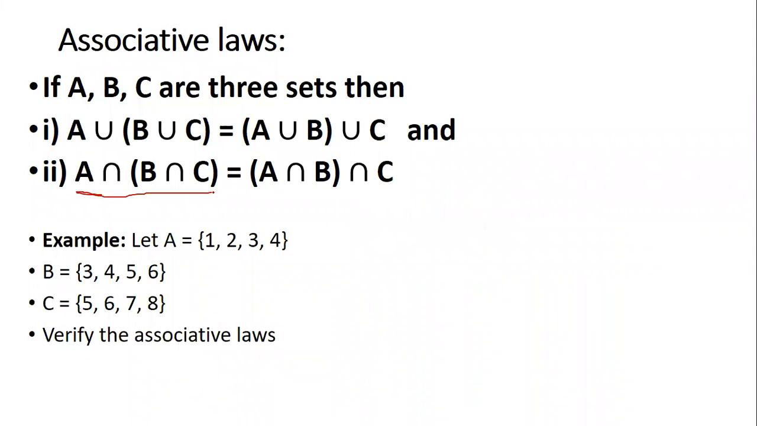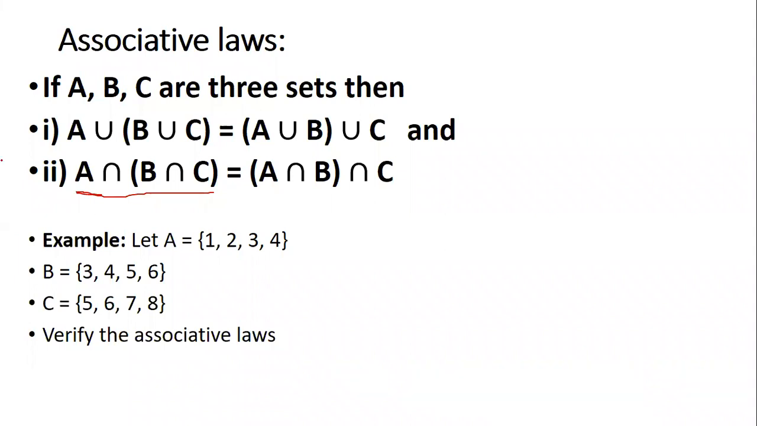In union, we are going to add up all the terms, which means we are going to just combine both the sets. But when it comes to intersection, what are we going to find out? What will we find in intersection? Common elements. Very good. So we are going to find common elements in intersection.